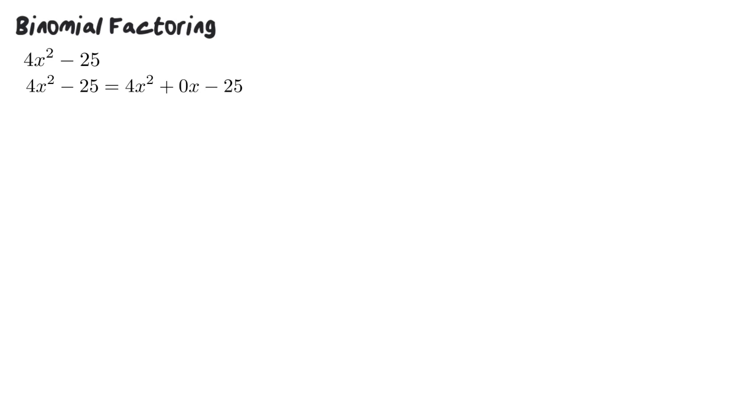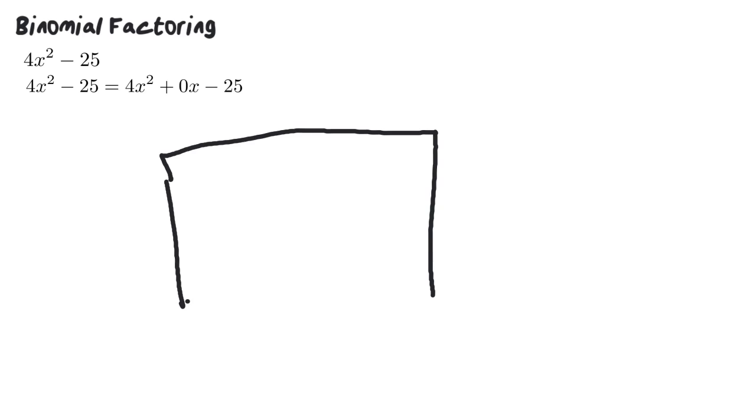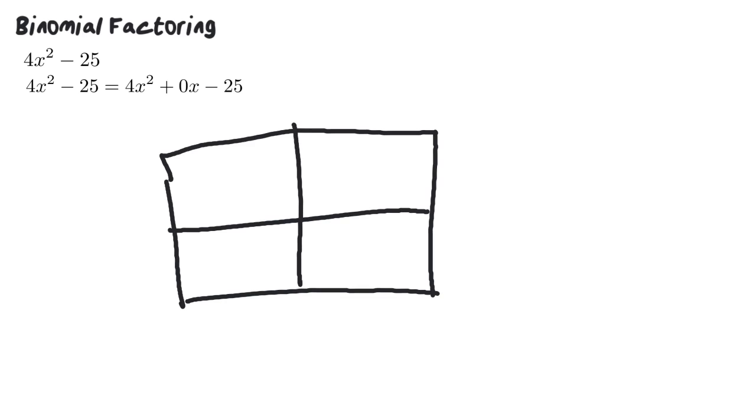So you guys are old hat at this already, so you know what's coming next is I'm going to draw my box. Okay, so here's my box. I know it's going to factor into two binomials, so I divide the box in two sections. Okay, so let's do the setup. So first term, highest degree term is 4x squared. So that goes in the upper left. Constant term, negative 25. That goes in the lower right.